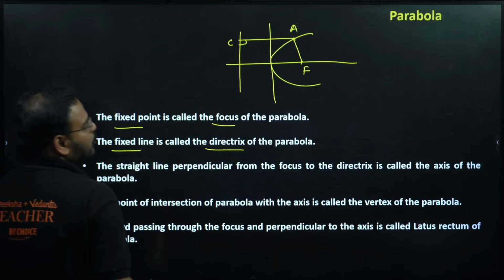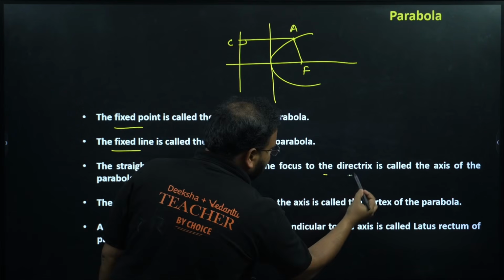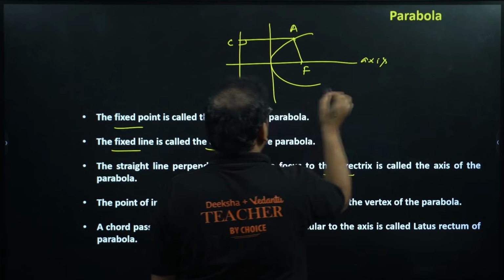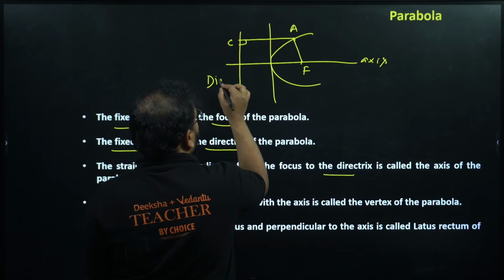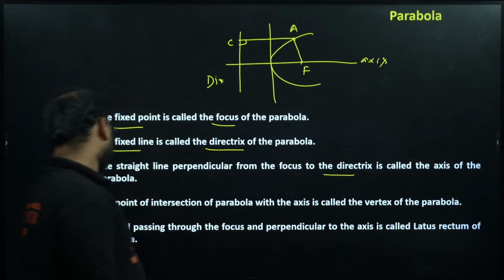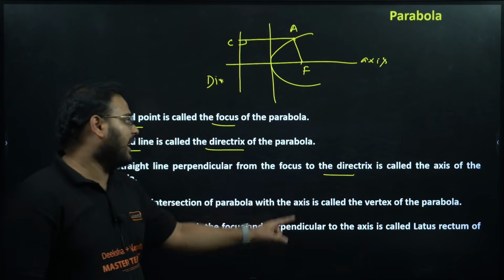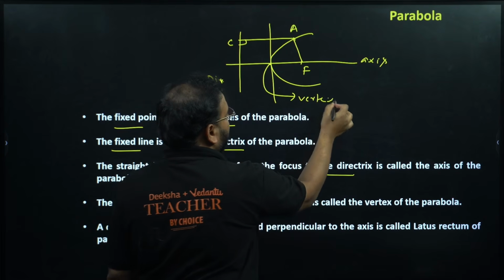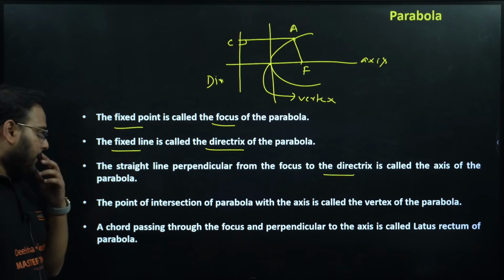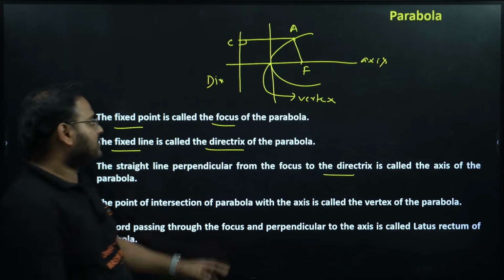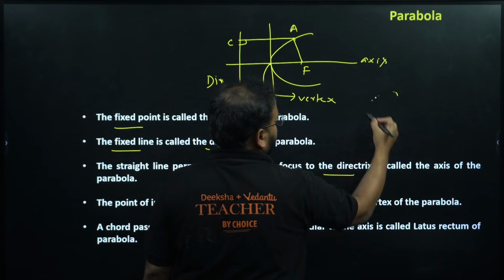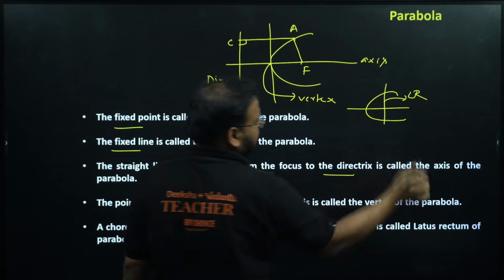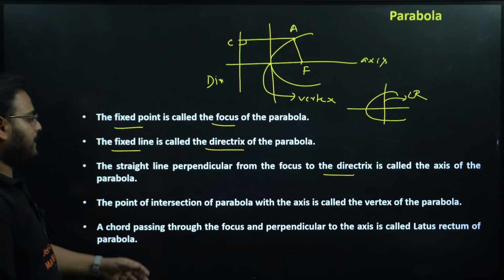The straight line through the focus perpendicular to the directrix is called the axis. This becomes your axis, this is the directrix, and this is the focus. The point of intersection of the parabola with the axis is called the vertex. And the chord passing through the focus, this one, is called the latus rectum.